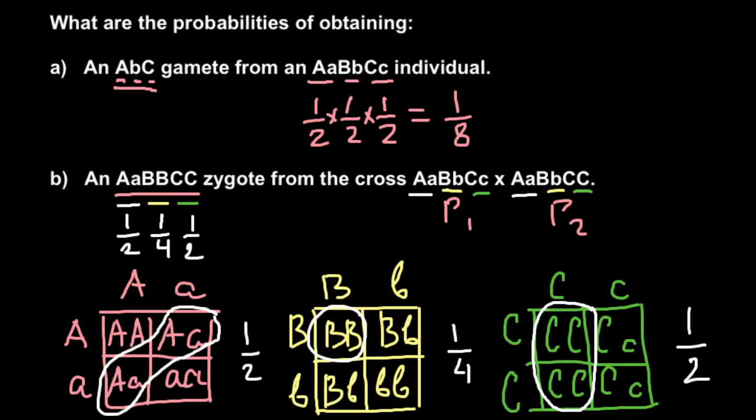Now, once again, we have to multiply these independent probabilities, and the answer is going to be 1/16. So this is going to be our answer for the second question. Now I hope you would be able to solve analogous problems if you find them on your exam.